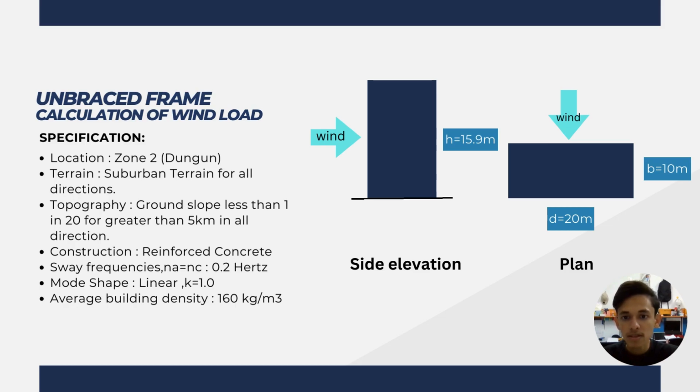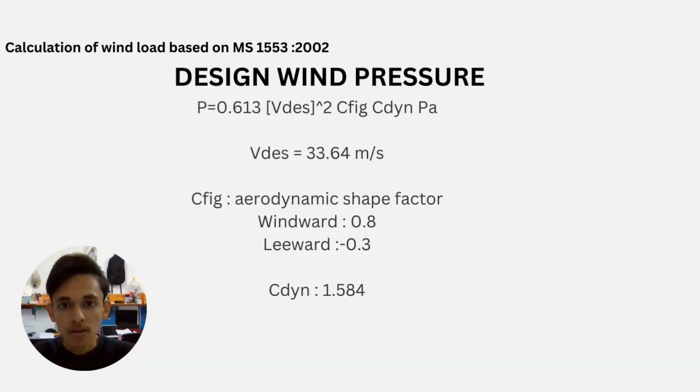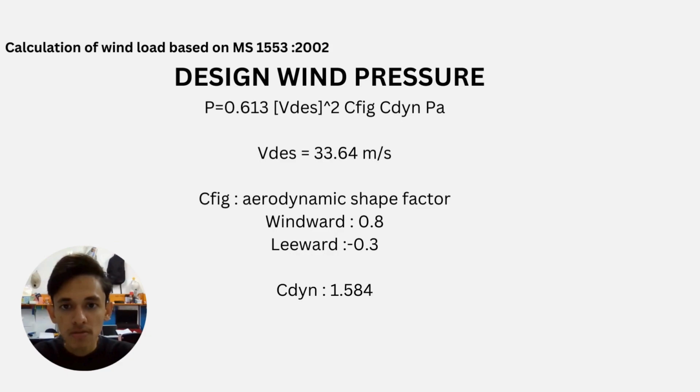Sway frequencies is 0.2 Hz. Mode shape is equal to 1, and the average building density is 100 kg per meter cubed. So the site elevation, we get the height of the building is 15.9 meter, D is 20 meter, and B is 10 meter. Next is for the design wind pressure, which is the simplified calculation for this.